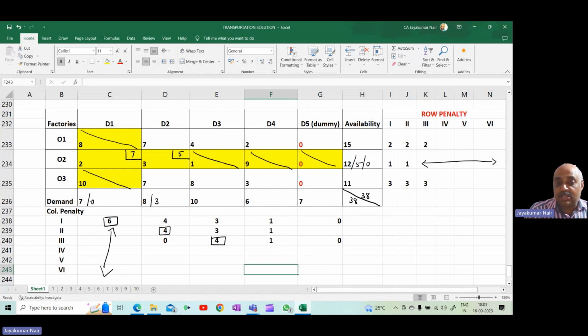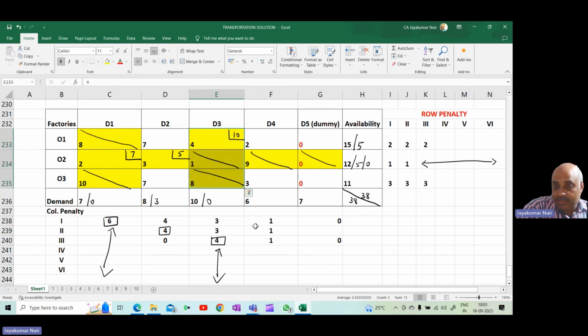Which is the cell which has the lower value? It is 4. Therefore, allocation should be made here, 10 or 15, whichever is lower. The lower one is 10. So this will become 5 and this will become 0. So cancel out this particular column, because no further allocation to this column can be made, it has already become 0. So color this.